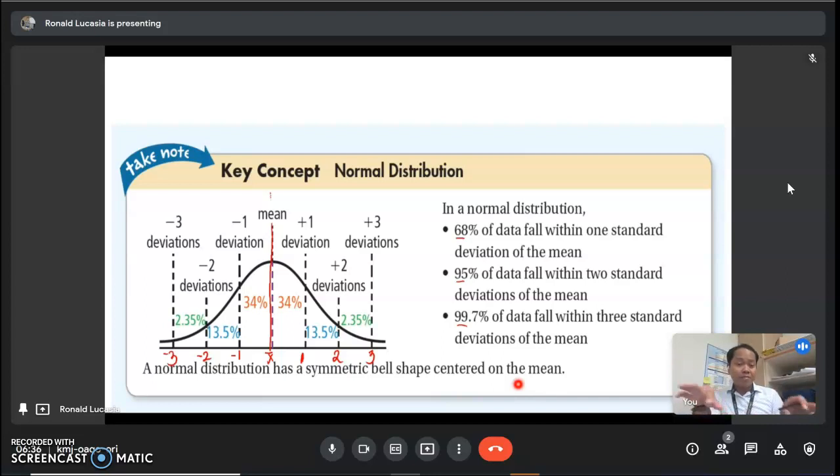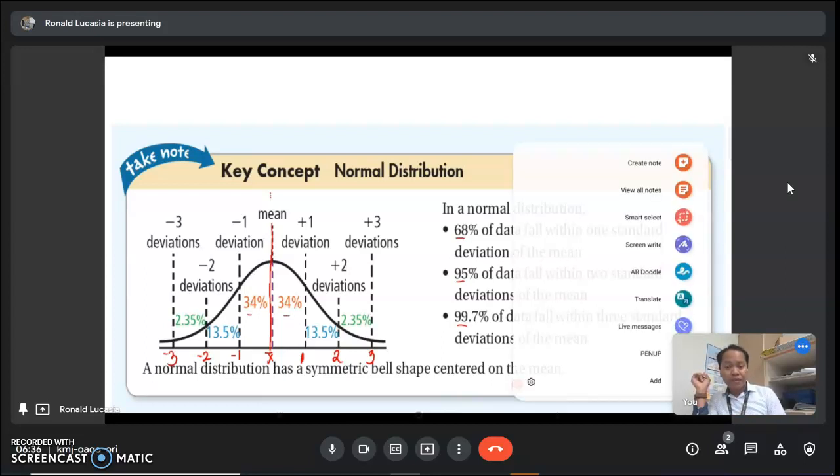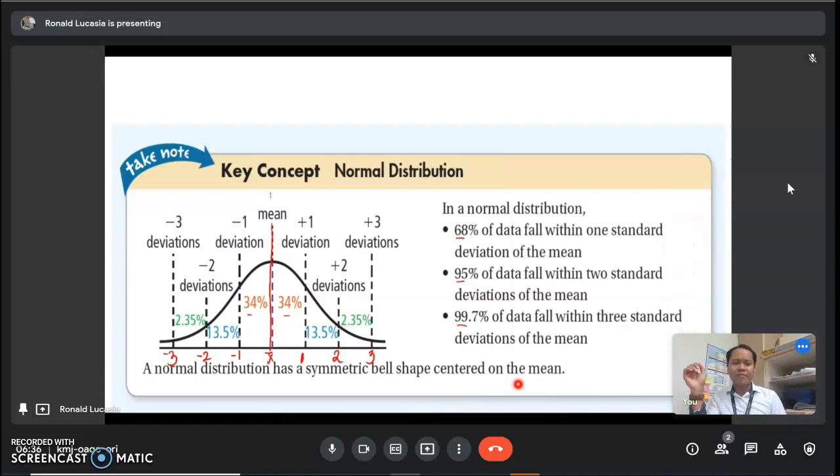So that's above the mean and below the mean. Divide 68, that's why we have 34%, I'm sorry. 95% of data fall within two standard deviations of the mean. So from this one to this, that is 95% of the data. You already have 68%. So 95 minus 68, you divide it by 2. So this one is 13.5%.